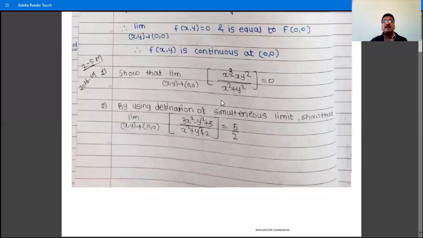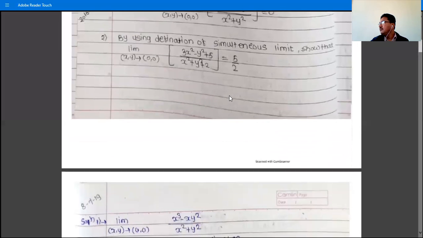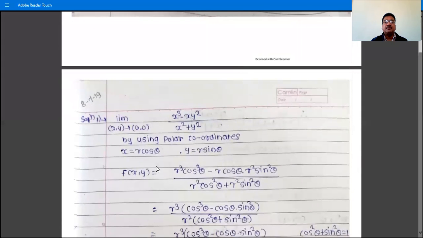So we know the first answer. This answer is 0. If the limit exists, then the answer is 0. Here the limit exists, but we have the answer 5 by 2, very obviously. If we substitute x and y as 0 in this problem, we have the answer 0. So another question is, determine the limit as xy tends to 0, 0 of this. We know the answer first, 5 by 2, because we have to start from that.